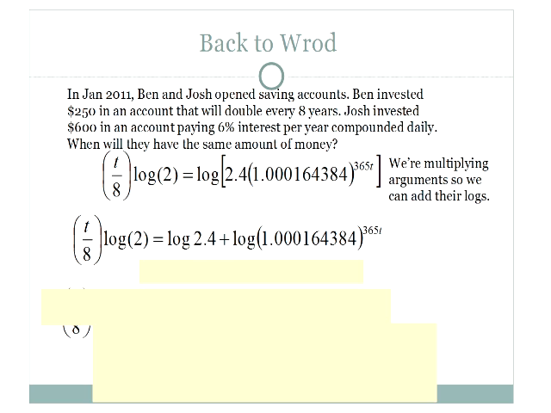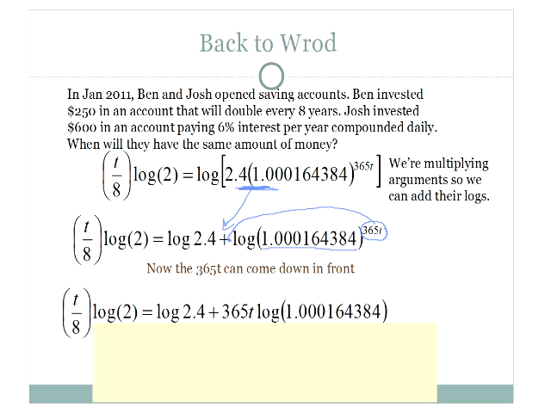Anyways, the reason why we can do that is because, again, we have the multiplication of arguments. And so logs make everything difficult and everything easy. So multiplication now becomes addition. And the reason why this is important is because the 365t is now on the entire argument for this log, so I can bring it down in front. Now I have a mess.